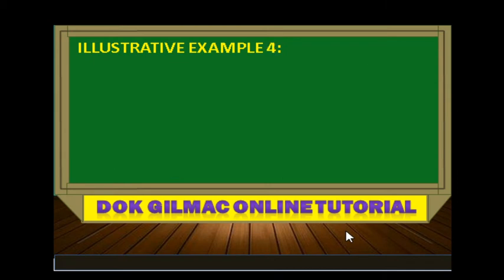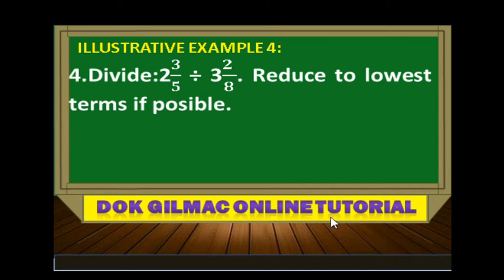Let's have illustrative example number 4. Divide 2 and 3/5 divided by 3 and 2/8. Reduce to lowest terms if possible. Change the given fractions into improper fractions. So we have 5 times 2 is 10 plus 3. So we have 13 over 5 divided by 8 times 3 is 24 plus 2. So we have 26 over 8. Therefore, we have 8 over 26 as the reciprocal.